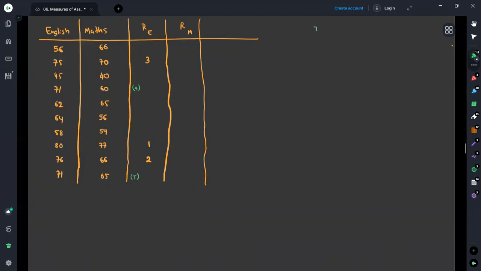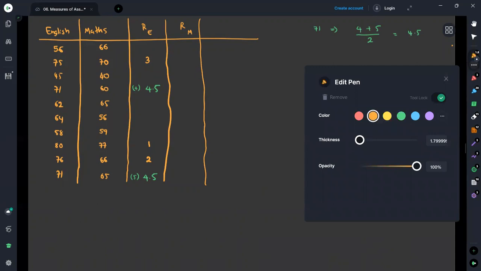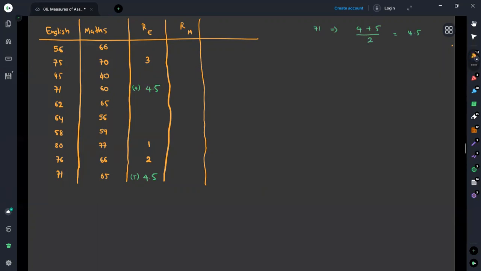Since we cannot use two different rankings for a similar number, for 71 we need to take the average of the rankings. Here we get 4 plus 5 divided by 2, which gives 4.5. Now, instead of 4 and 5, we can use the value 4.5 in both places. The 4.5 was obtained using rank number 4 and rank number 5. Then the next rank that we can allocate is rank number 6.